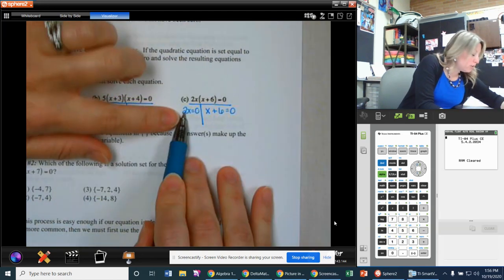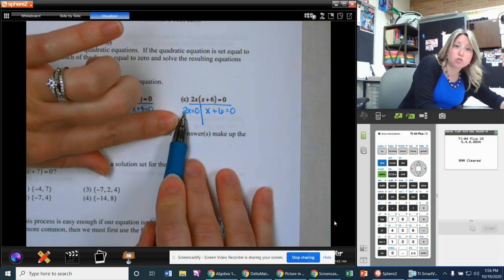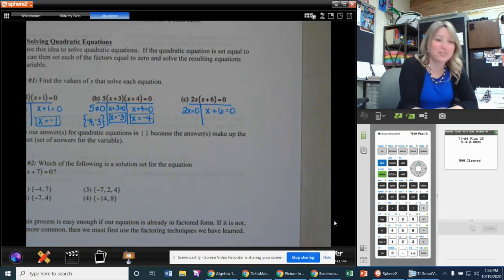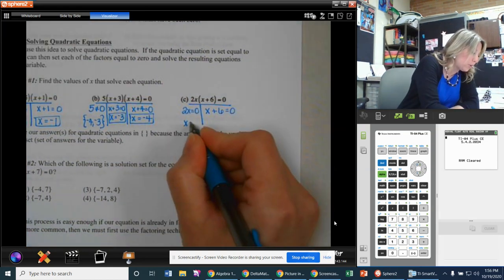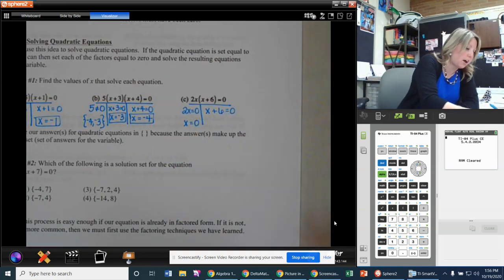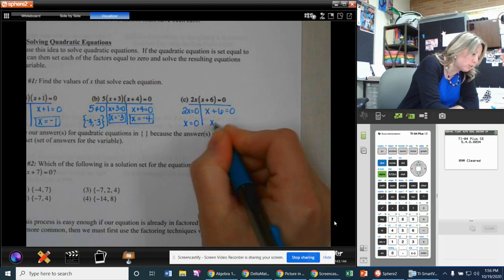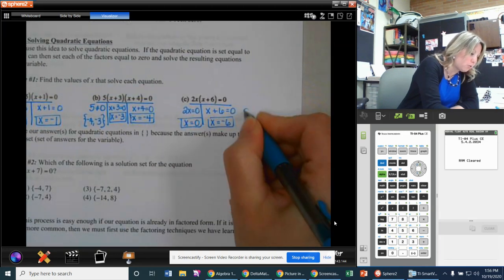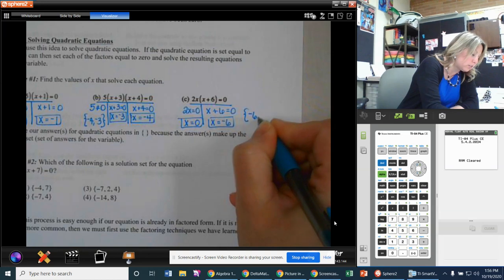Now, when there's a number times your x like this, you just divide both sides by that number. But the thing is, 0 divided by anything is still going to give me 0. So over here, x equals 0 is one of my two answers. And on the other side, subtract that 6 over, x equals negative 6. So those are my two answers, and let me throw those in the French curly braces: negative 6, 0.